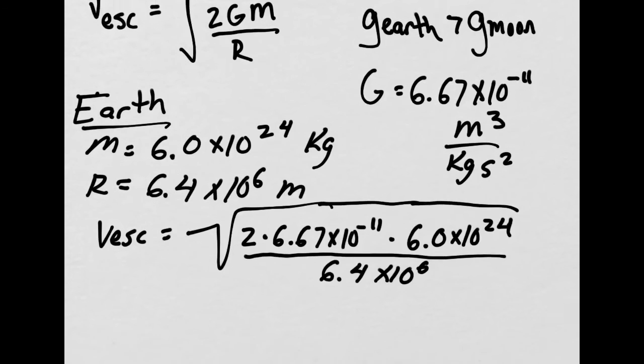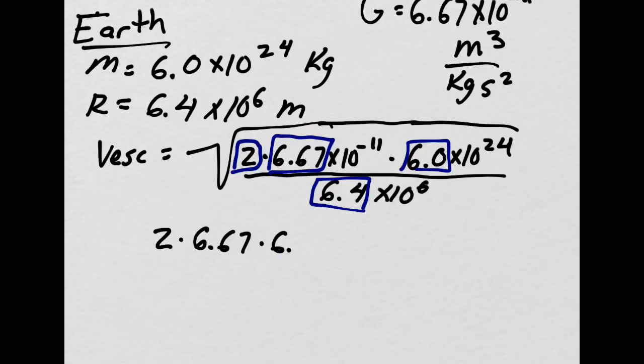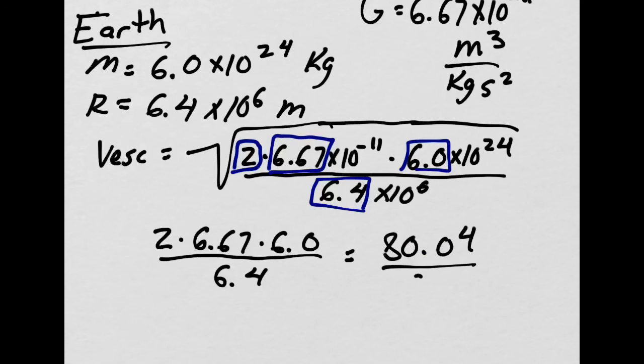So we have to use the same methodology we used in the surface gravity and look at prefixes first and then look at exponents. So we have a 2, a 6.67, a 6, and a 6.4, and all of that is under the square root. So our prefixes are 2 times 6.67 times 6.0 over 6.4. Our numerator, 2 times 6.67 times 6, is 80.04, and that's divided by our denominator, which is 6.4.